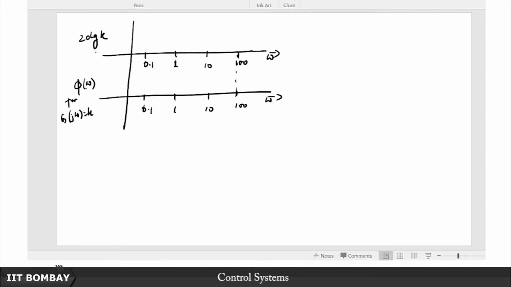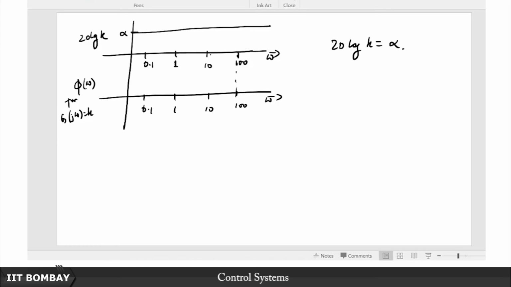Whatever is the axis marker here is the same axis marker on the upper plot. So what is this 20 log k? After all, this is just a static block, it is uninteresting, it is boring. It does not change with frequency, so it is a constant. So suppose I know that 20 log k is some constant alpha, then I better mark out this alpha here and draw a parallel horizontal line. So that is my magnitude plot.